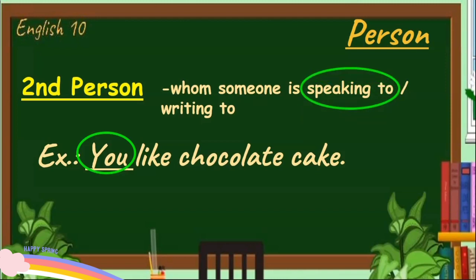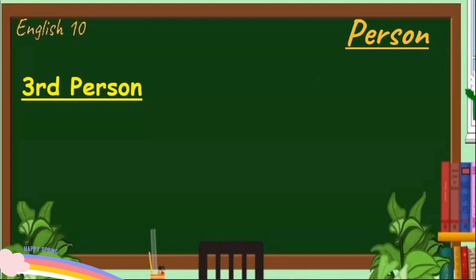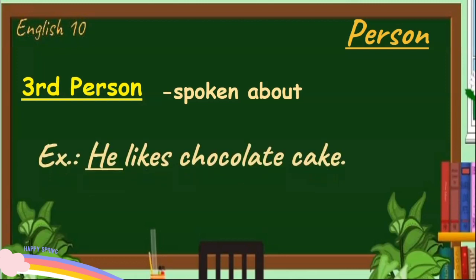Okay? Next is the third person point of view. When the speaker is talking about a person who is not present at that moment. Let's say I am the speaker, I'm talking to you, but we're talking about John. Okay? So the third person is the one spoken about. Example, he likes chocolate cake. I am the one telling you that he likes chocolate cake. You are the one I am talking to, but we are talking about the third person, who is John. That is why we use the pronoun he.